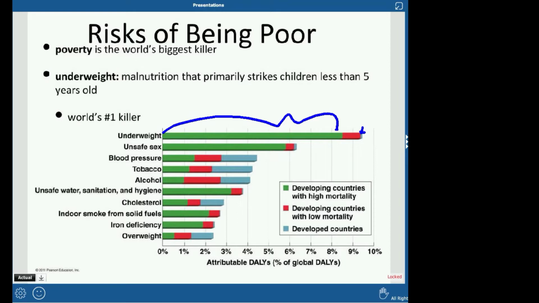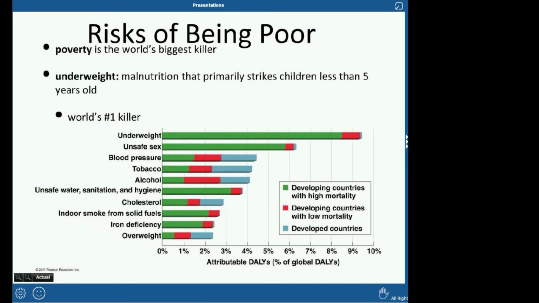From being poor, right? This is going to be a big killer if you're poor. This is from being poor usually. This could be from being poor. You know, you can't afford a good place to live. You might not be able to afford contraceptives or birth control or whatever. So a lot of those are from being poor.